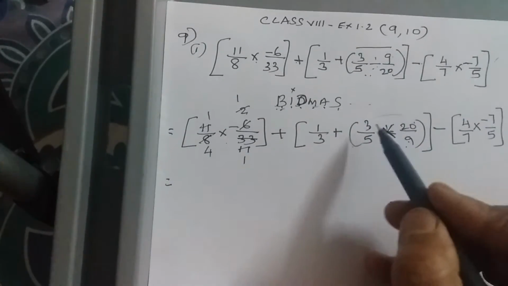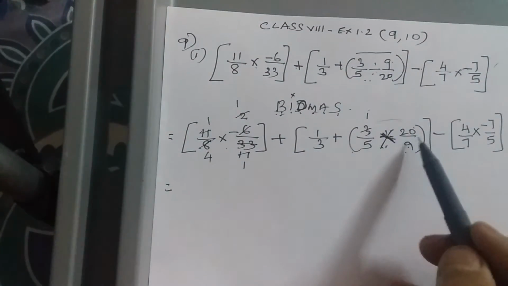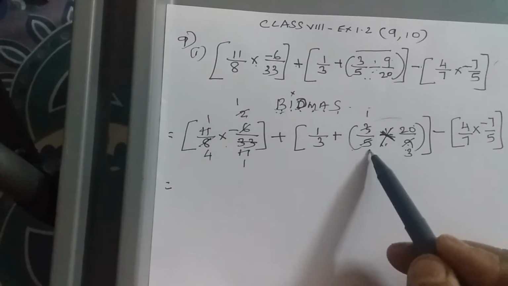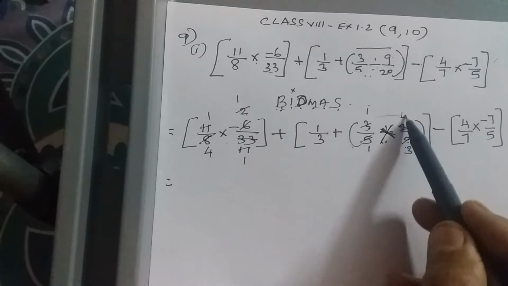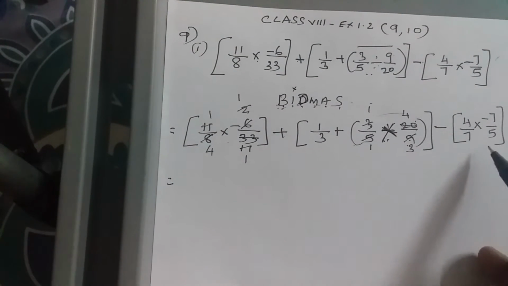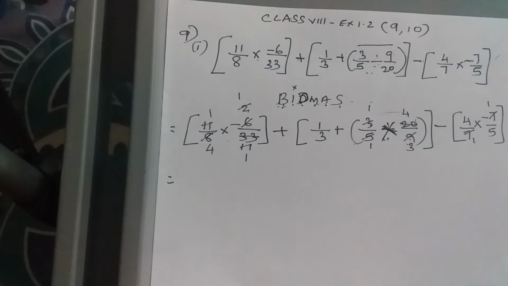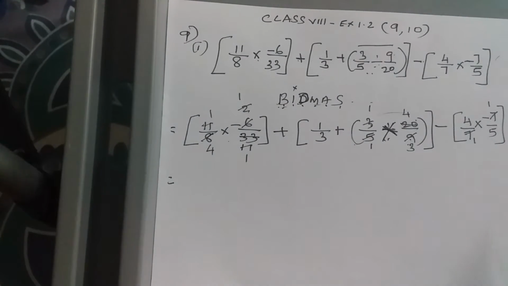Yes, 3 and 9 by 3 tables. 3 1s are 3, 3 3s are 9. Then 5 and 20. 5 1s are 5, 5 4s are 20. Next in this, yes, 7 and 7 by 7 tables. 7 1s are 7, 7 1s are 7. 4 and 5, they don't have a common factor.